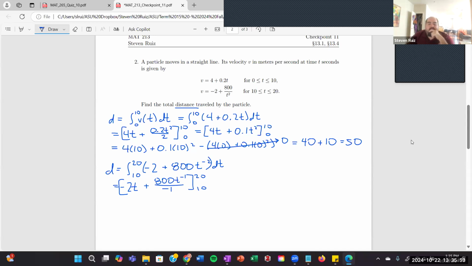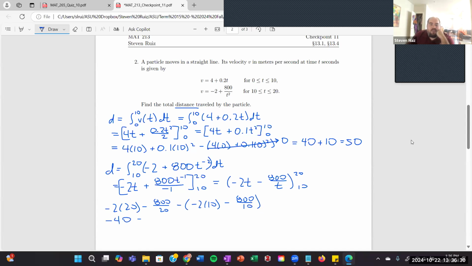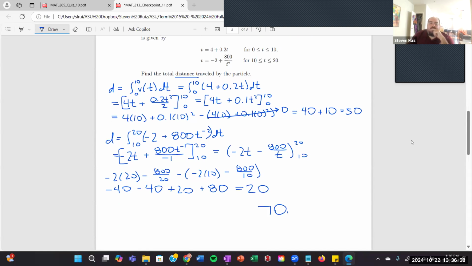Can we simplify a little bit? Let's do that. So this equals negative 2t minus 800 over t from 10 to 20. So negative 2 times 20. Actually, let's just write it all out. Negative 2 times 20 minus 800 over 20, minus negative 2 times 10 minus 800 over 10. So minus 40 minus 40 plus 20 plus 80. All right, so all told, what does this come out to be? This is going to be 20. So my total distance is going to be 70 meters.